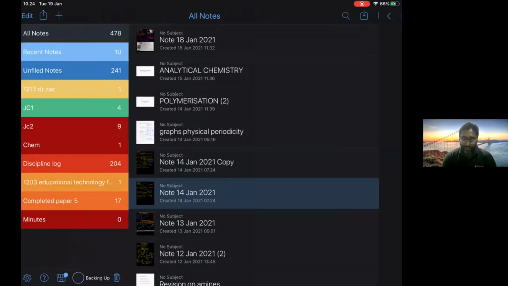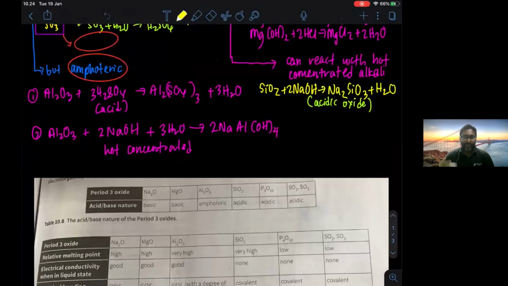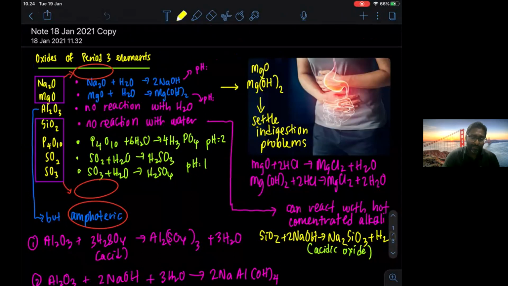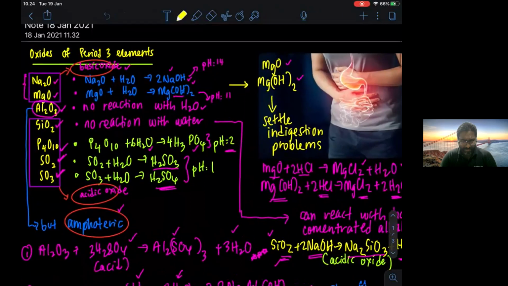Now let's look at the other reaction, the reaction of oxides of period 3 elements. Sodium oxide does react with water to give you sodium hydroxide, similar to just now. Sodium reacts with water to give sodium hydroxide, and sodium oxide also reacts the same. The same thing applies to magnesium oxide. They give you magnesium hydroxide, but the difference is they are not going to give you the hydrogen gas like just now. The pH is still going to be the same, pH 14, pH 11.